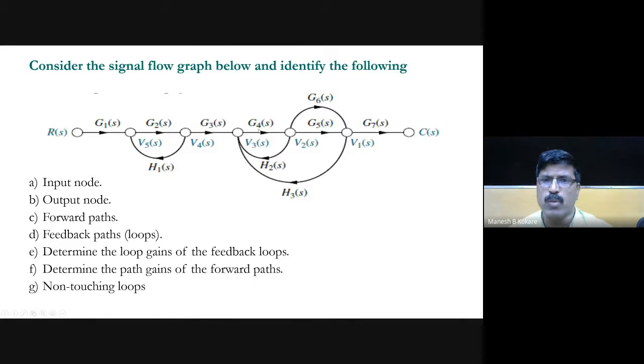See that this signal will come to this one, so this will follow this path, or this can follow this path also, right? So G1 of S multiplied by G2 of S multiplied by G3 of S multiplied by G4 of S, and then G6 of S multiplied by G7 of S. So this is another forward path P2, right?